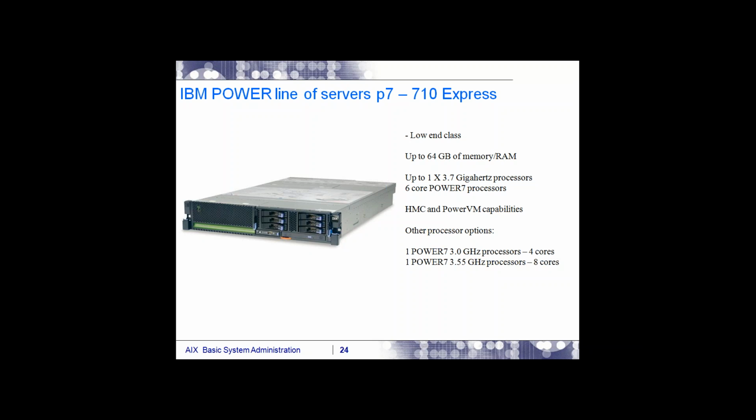This is a low-end server which supports 64 GB of memory, and it supports up to one processor with 3.7 gigahertz and a 6 core processor, Power 7 processors. HMC and PowerVM capabilities are there, and other processor options. Either you can go with one processor with 4 core, or you can go with 8 core maximum. It depends on you. HMC stands for hardware management console.